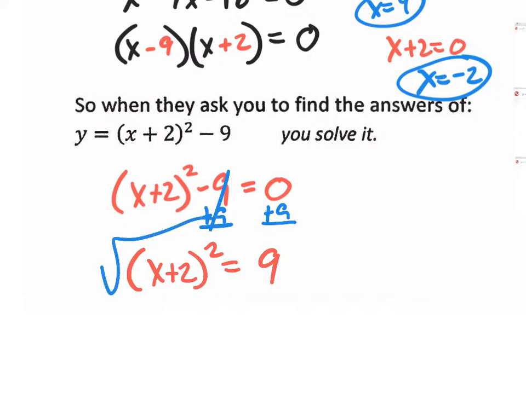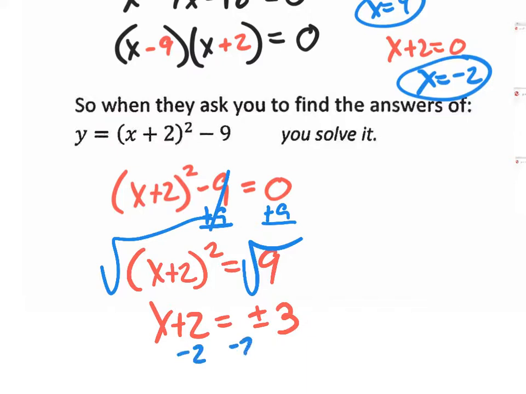Square root, square root. So I will have x plus 2. And when you apply a square root, you have to put what in front of your answer? Plus or minus in front of that 3, because the square root of 9 is 3. Now x is almost by itself. My final step would be to subtract 2 and subtract 2.